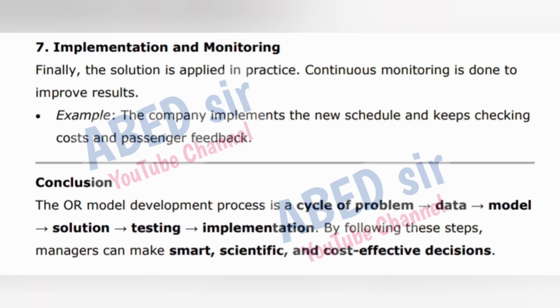Conclusion. The OR model development process is a cycle of problem, data, model, solution, testing, implementation. By following these steps, managers can make smart, scientific, and cost-effective decisions.